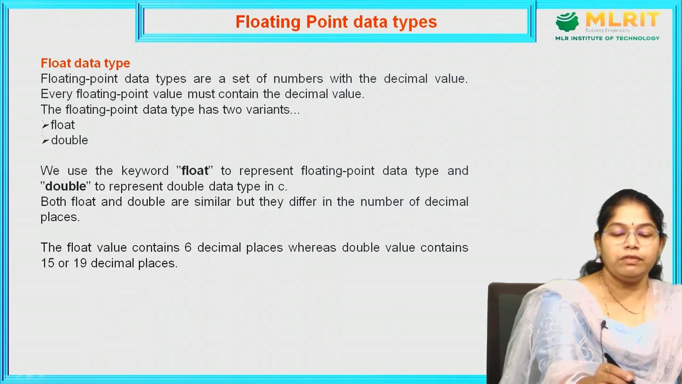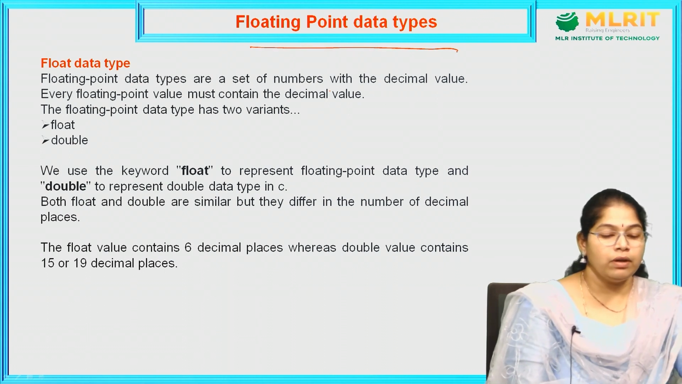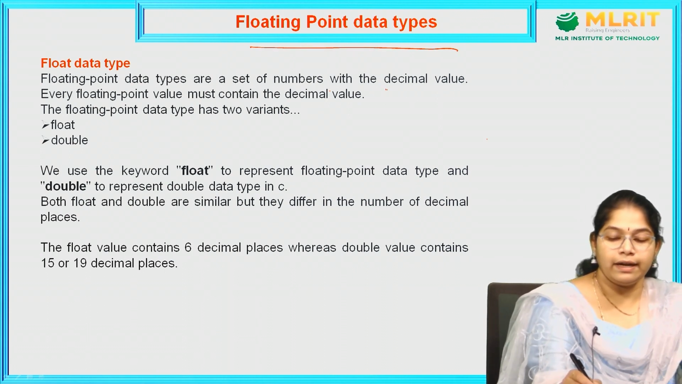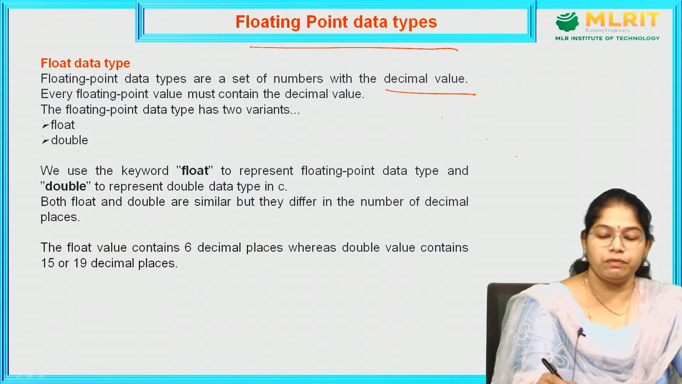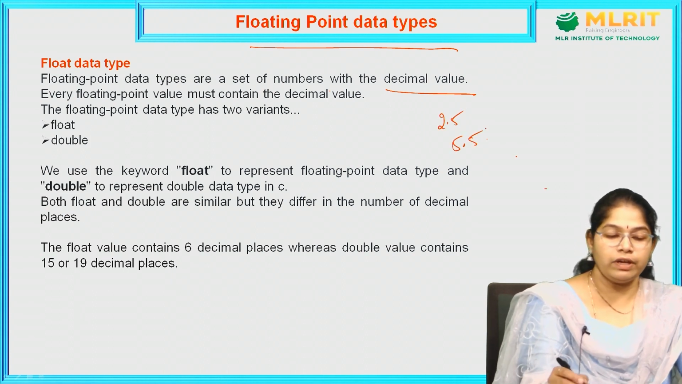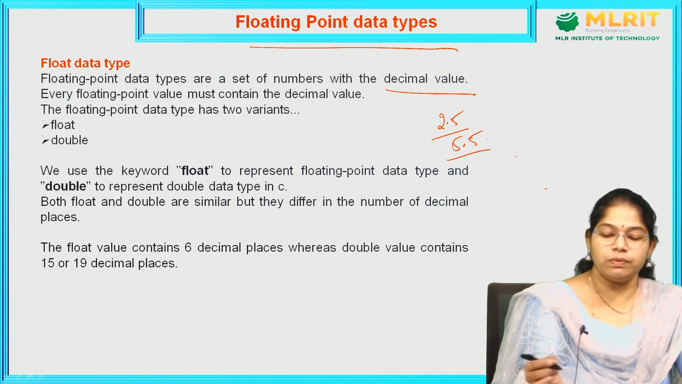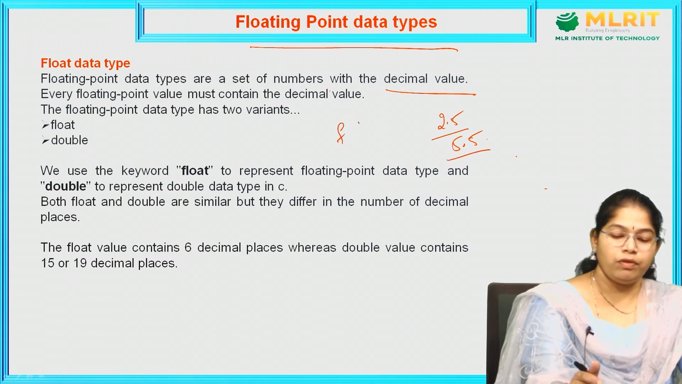Then we have a floating point data type. A floating point data type can take a decimal value. That means if I want to store any point values like 2.5 or 5.5, then we have to declare these values in a data type called float.